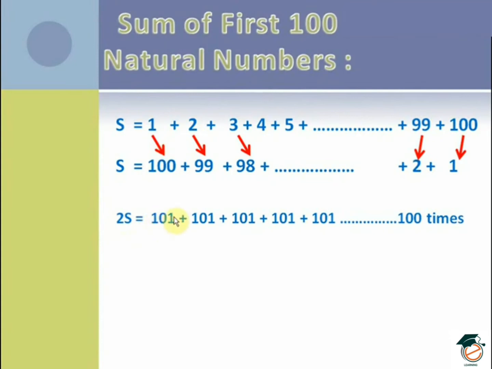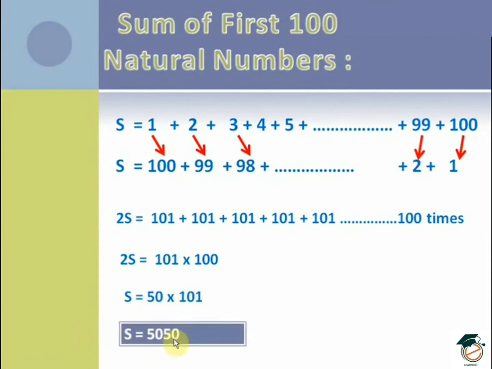2S equals 101 plus 101 plus 101 and so on up to 100 times, because there are 100 such pairs. Now this could be further written as 2S equals 101 into 100, or we can write S equals 50 into 101. Now when we multiply 50 and 101, what we get is S equals 5050. Thus we can say that the sum of first 100 natural numbers is equal to 5050.